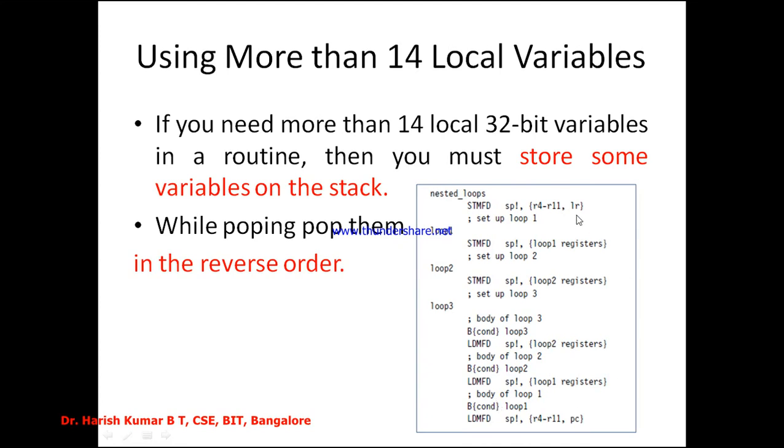This shows that. See the nested loop. Now this is what we have to do. Whenever you call a function or a method, R4 to R11 and the link register must be saved onto the stack. I'm saving them onto the stack. And now before starting loop 1, see what I'm doing. I'm storing the loop 1 registers to the stack and setting up the loop 2 here.